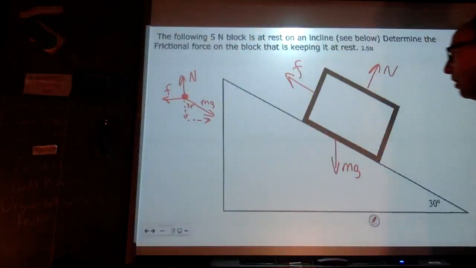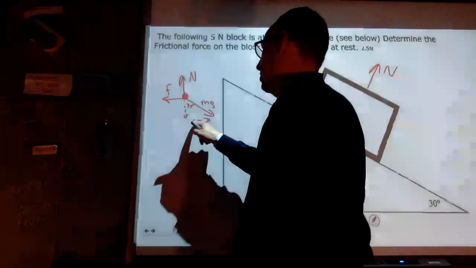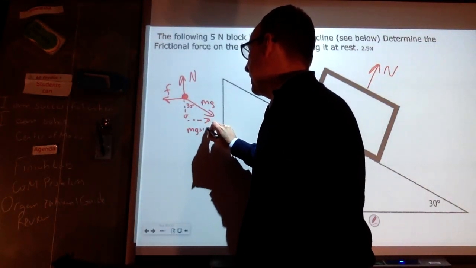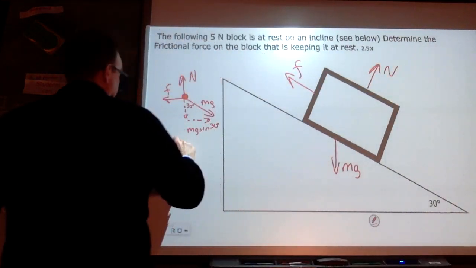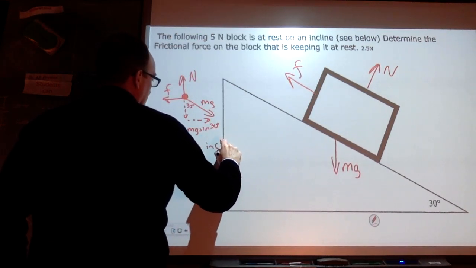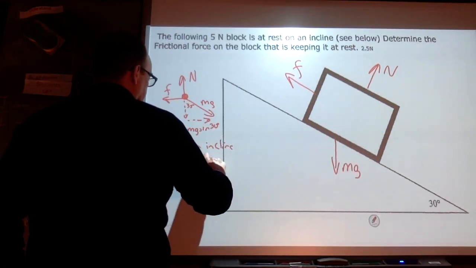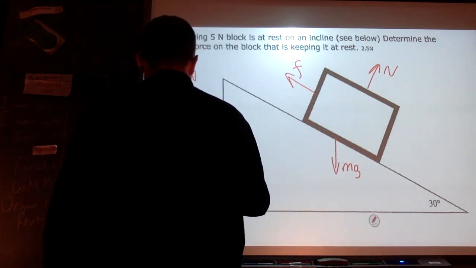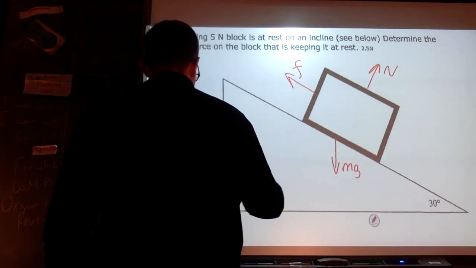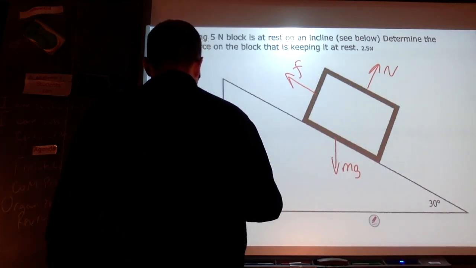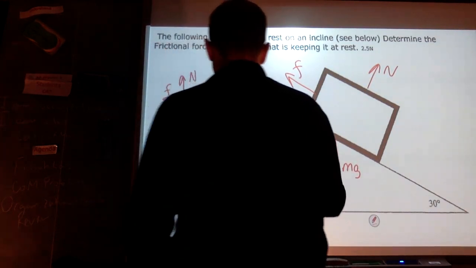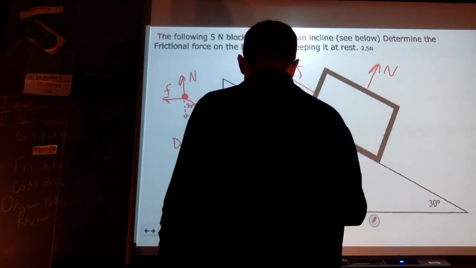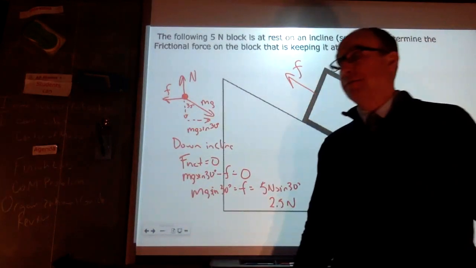Why is it so? All right, so the component that's balancing friction is this guy down here, which is mg sine of 30. So down the incline, I would say F net equals 0. So this is going to be mg sine of 30 minus F is equal to 0. So mg sine of 30 is equal to F. And mg is 5. Sine of 30 is 1/2. So my force of friction is 2.5.